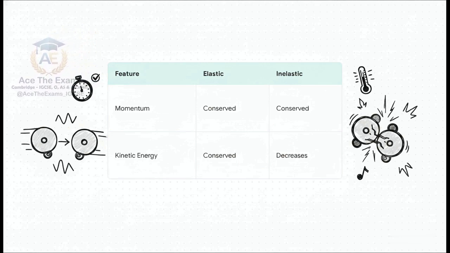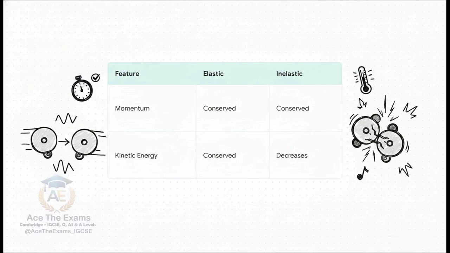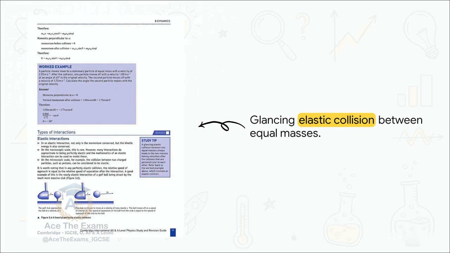Just imagine two identical trolleys smashing and sticking together. Momentum is absolutely conserved, but a huge chunk of kinetic energy is lost to the environment. Bottom line, kinetic energy might change, but momentum is always conserved in both types of interactions. Now, let's take all of this to the next dimension with a glancing 2D collision. When two objects don't hit head-on, they bounce off at angles, right?